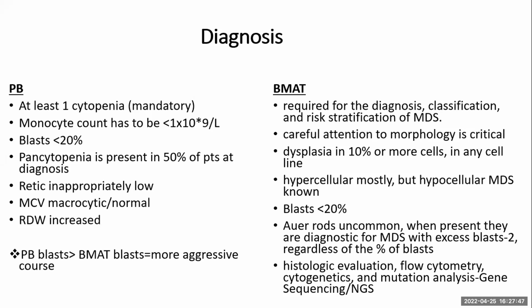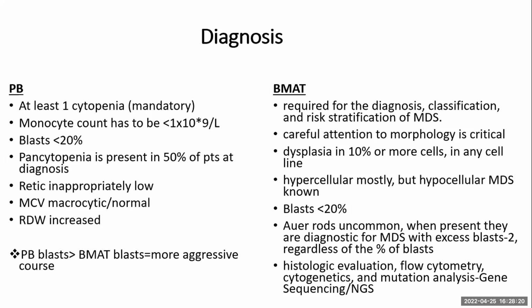The blast count has to be less than 20% as per the definition of acute myeloid leukemia. And this will become important when we discuss the prognostic scoring systems, their shortcomings and how they are used today. And then pancytopenia is present in about half of the patients at diagnosis, and the reticulocyte count is inappropriately low because the bone marrow in myelodysplastic syndrome is usually overactive. However, the retic count will be inappropriately low for that cellularity.